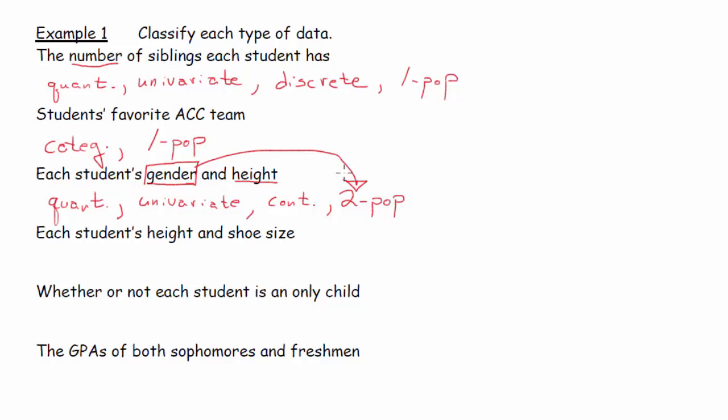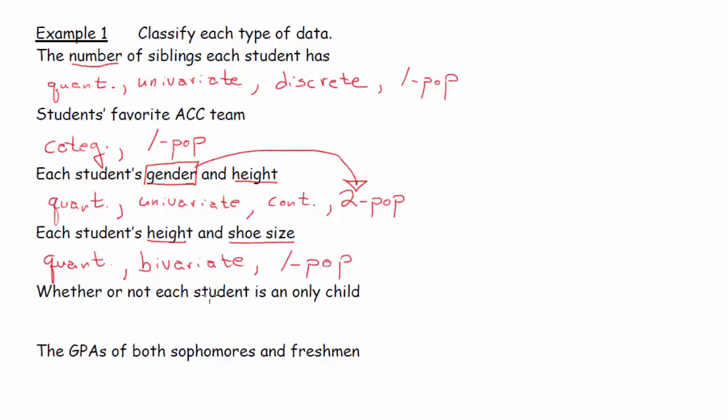So next we have each student's height and shoe size. This is another one that's not as straightforward. Height is a number, shoe size is a number, so I know I am quantitative. I'm collecting two numbers, so I am bivariate. This is the one where it's not so straightforward because height is continuous, whereas shoe size is discrete. But we do know that this is one population.